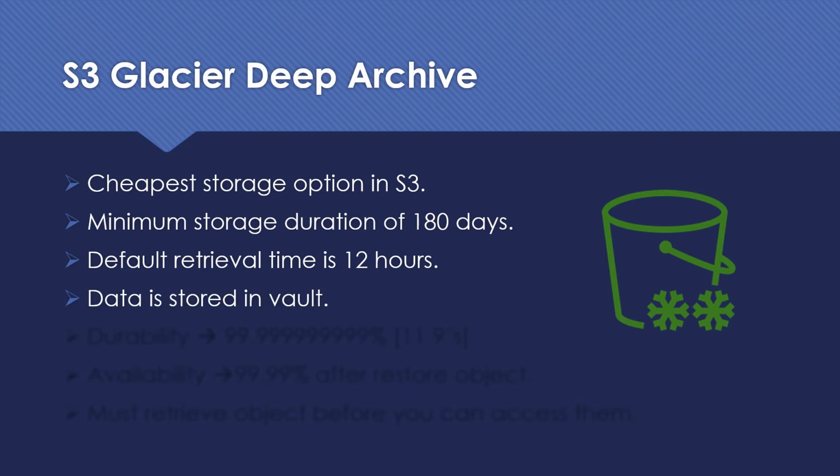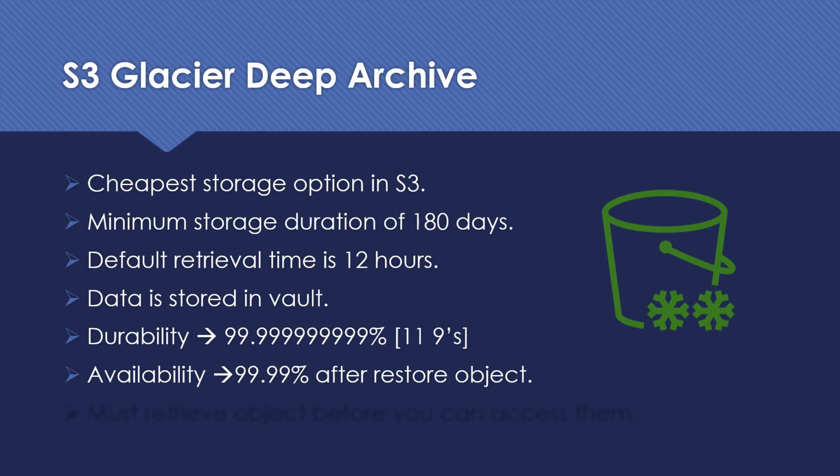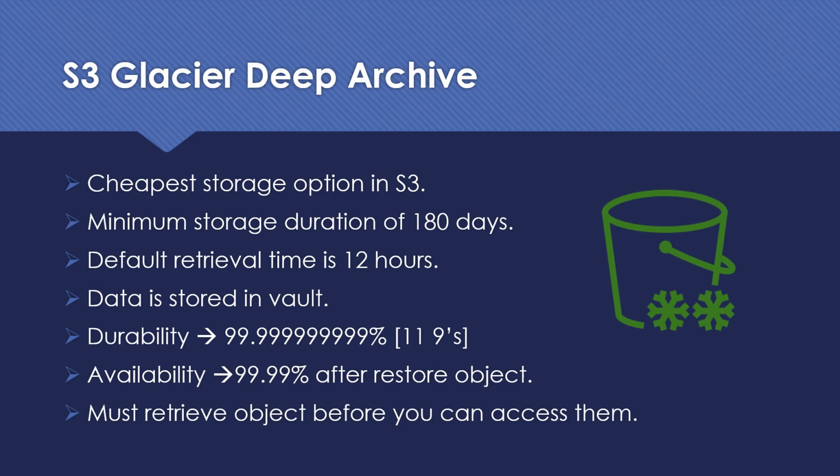Data is stored in vault. Durability is 11 nines durability. Availability is 99.99. So there is no compromise in durability or availability. But as we discussed in the last class, we must retrieve the object before we access them. So this is all about Glacier Deep Archive. So it is the cheapest class and the minimum or default retrieval time is 12 hours.